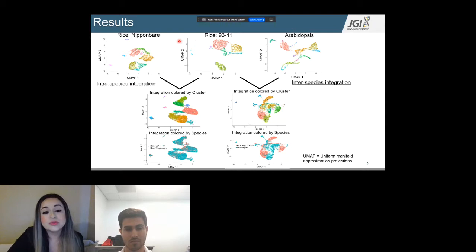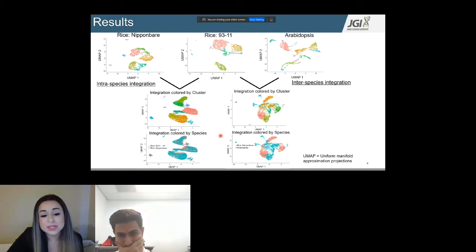Here we have the individual UMAPs for each data set. A UMAP is used to visualize highly dimensional data sets. Here we have our integrated data sets colored by cluster. And we can see that both the intra-species and interspecies integrations have well-defined clusters of cell types, and that's great.